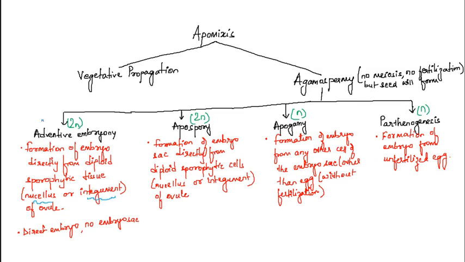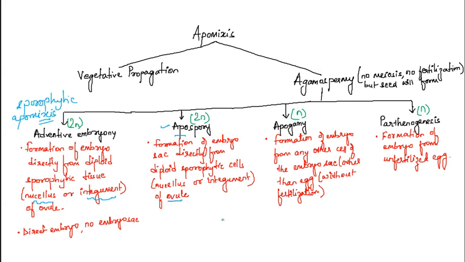This adventive embryony is also called sporophytic apomixis. They seem a little confusing, but when we solve the questions, this will seem easier. So apospory: apo means what? The egg is not involved. Okay, so they are formed from nucellus or ovule, but see the difference here.